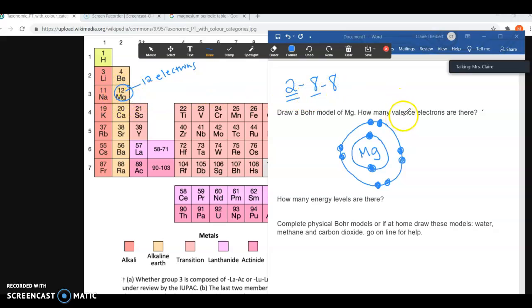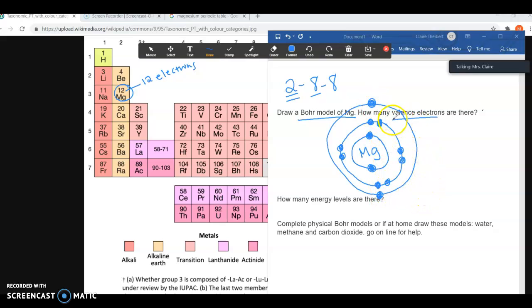So in the third ring, we can do up to 8, because again, it's 2, 8, 8. But we have 10, so we only need 2 more, 11, 12. So this is going to be our Bohr model of magnesium. We have 2 in the first, we have all 8 in the second, and we could have done 8 in the third, but we're just doing 2.